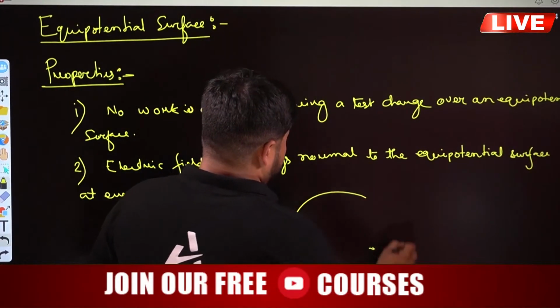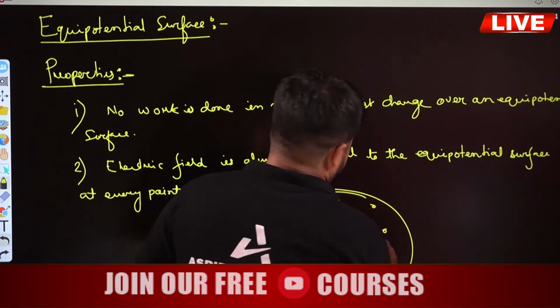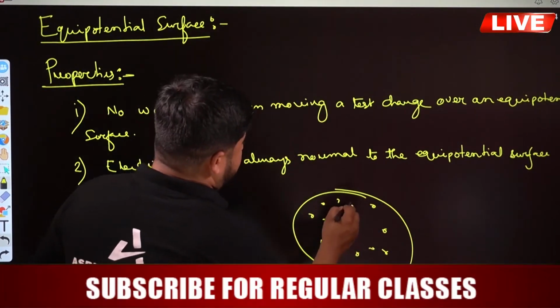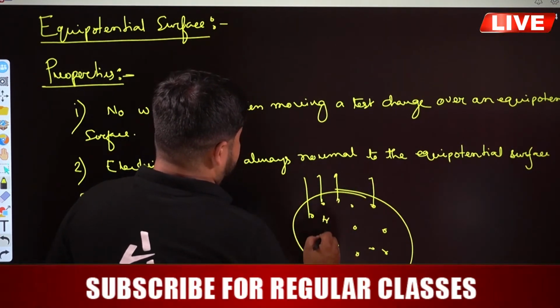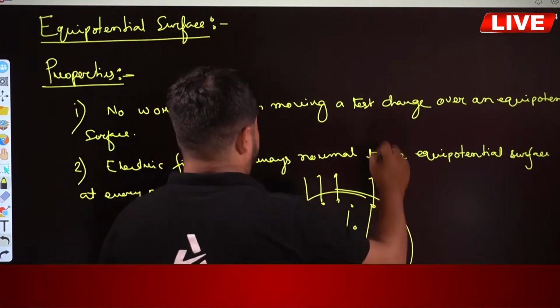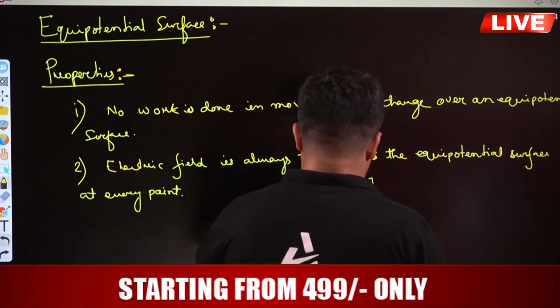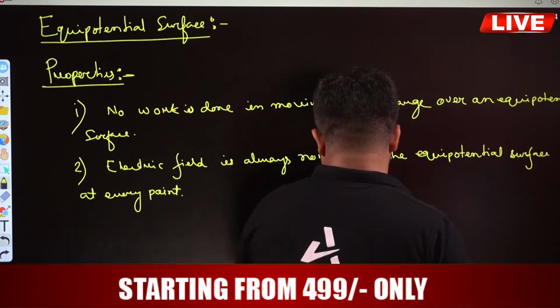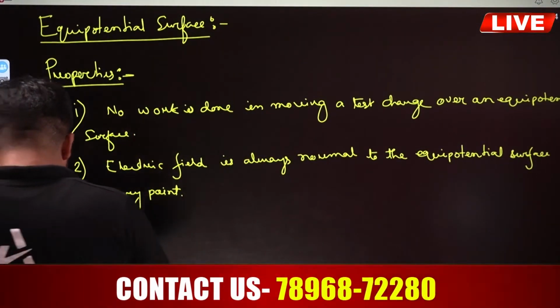Suppose this is an equipotential surface. At each and every point on the equipotential surface, normal means 90 degrees, perpendicular to the surface. So the electric field is always normal. Okay, this is another property. Next, the third one is what?